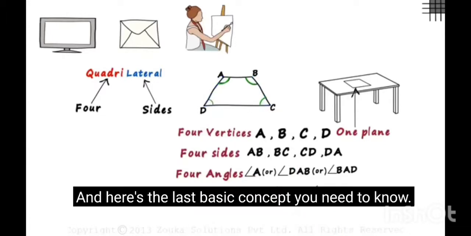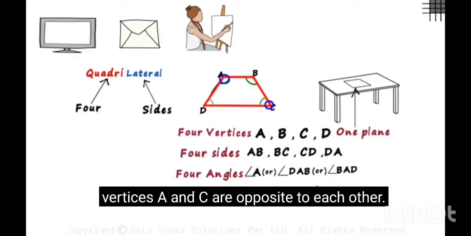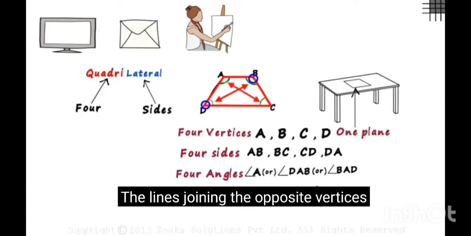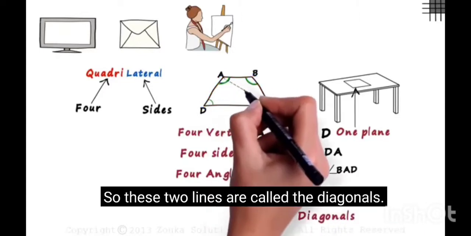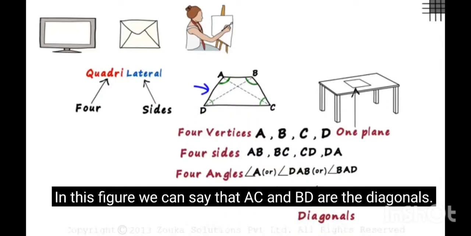And here's the last basic concept you need to know. In this quadrilateral, vertices A and C are opposite to each other, and vertices B and D are opposite to each other. The lines joining the opposite vertices are called the diagonals of the quadrilateral. So these 2 lines are called the diagonals. In this figure, we can say that AC and BD are the diagonals.